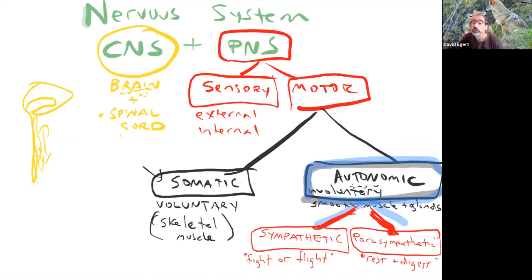It slows your heart down. And in general, these tend to be pretty antagonistic. Like parasympathetic will constrict your pupils, whereas sympathetic dilates your pupils. Parasympathetic constricts your bronchial passages, whereas sympathetic dilates your bronchial passages. Parasympathetic slows down your heart, and sympathetic speeds up your heart.